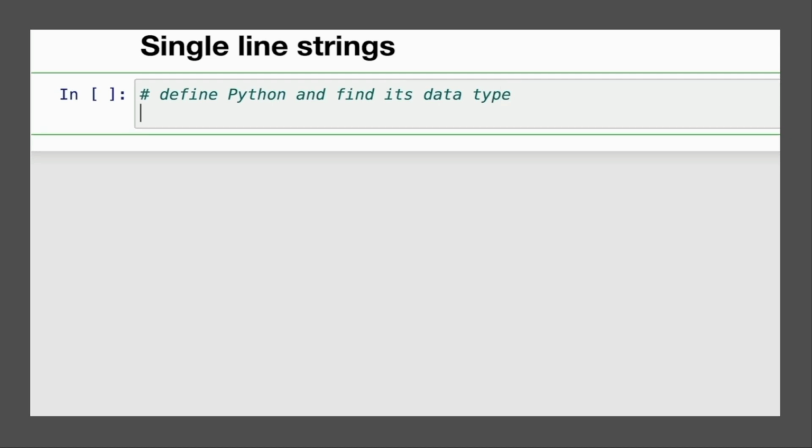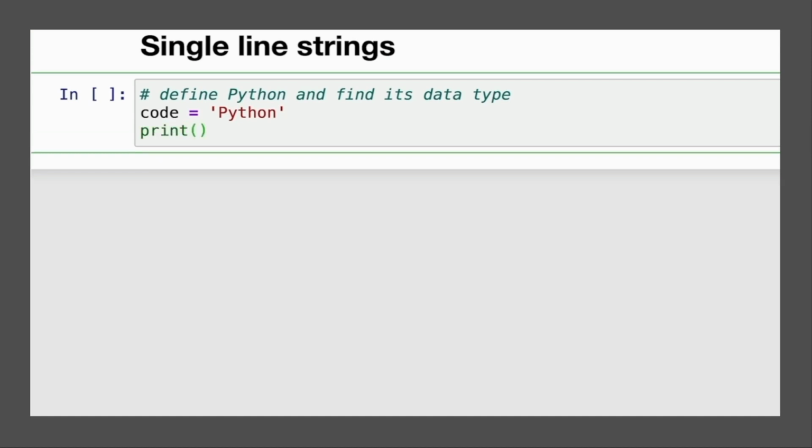Let's do the practical implementation. How to define single line strings? Pretty simple. Let's take one example, such as, let's define a string, let's say for example Python, and let's find its data type. We know Python is a string, but how do you define it? Let's give a variable, that is code equals Python. Since it's a string kind of data, Python should always be written within either single quote or double quote.